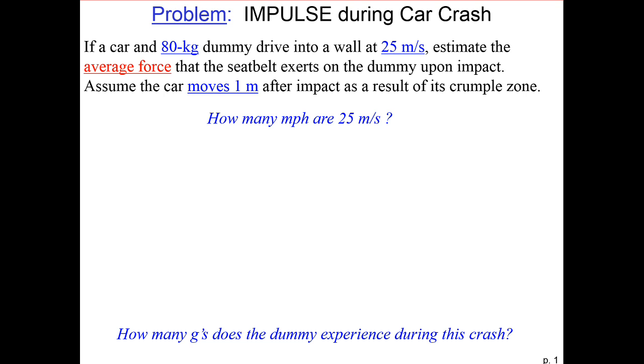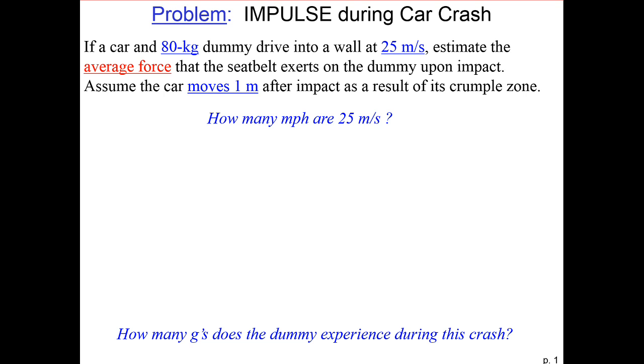To figure that out, we need to figure out two things: the change in momentum of the dummy and the time that it takes for the dummy to come to a stop. I guess I should mention here that if we give you a velocity in meters per second, it is a useful trick to convert the velocity into miles per hour, because your intuition about miles per hour is probably much better than it is for meters per second.